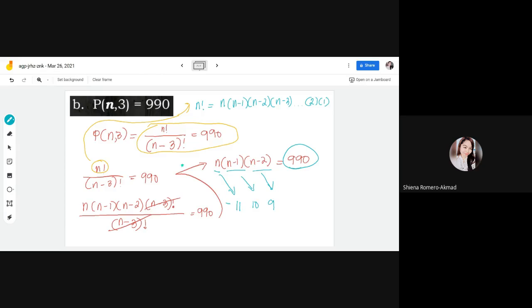So, if you multiply them, you will get 990. Okay? So, alin dyan yung n natin? Siyempre ito. So, our n now is equal to 11. Naintindihan po? So, ganun lang siya kadali.